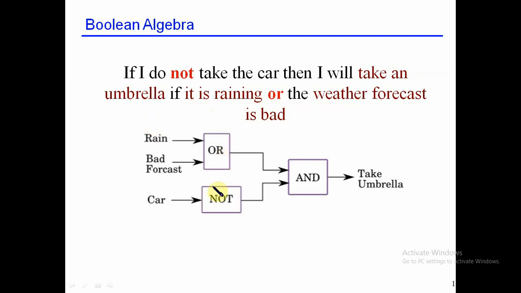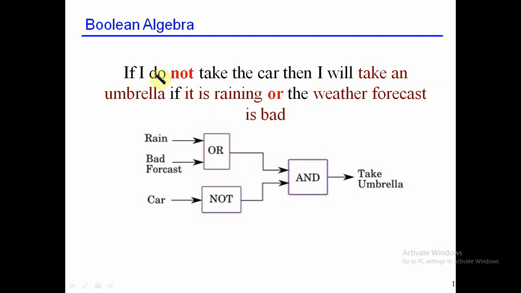Here we are adding another NOT gate, and that OR and NOT gate are connected to the AND gate. What will be the output? See it stepwise. Our sentence is: I will take an umbrella if it is raining. Rain is the input, or bad weather is the input, meaning these are the inputs for the OR gate. Whatever the output is will be given to the AND gate.